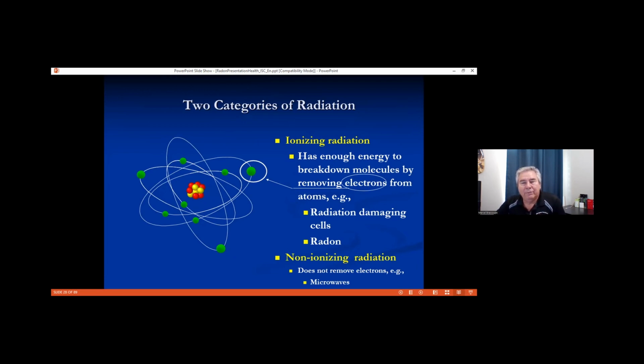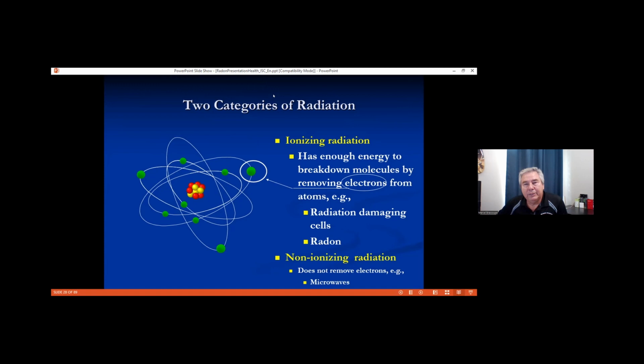And at the bottom, we have non-ionizing radiation. So ionizing radiation has enough energy to break down molecules by removing electrons from atoms, and that radiation creates specific reactions which could damage cells. And radon is a good example of ionizing radiation. Non-ionizing radiation does not remove electrons. Example is microwaves.